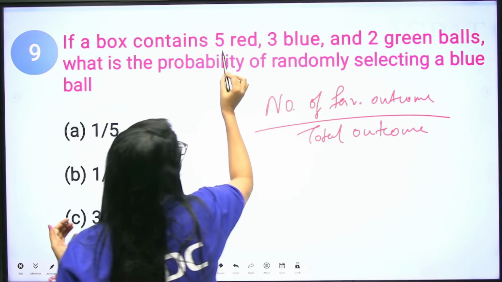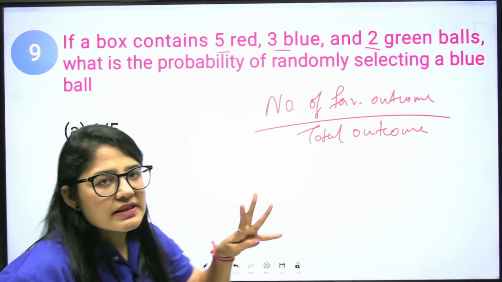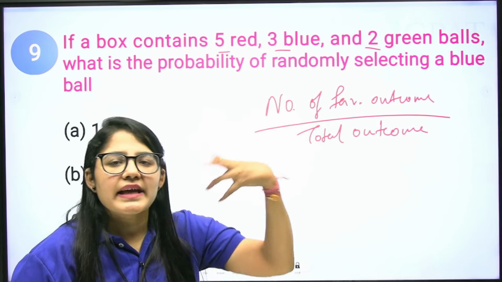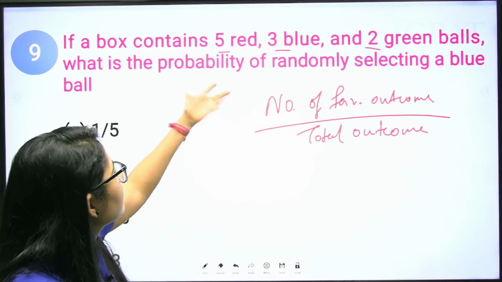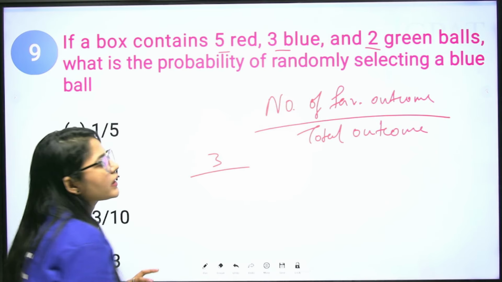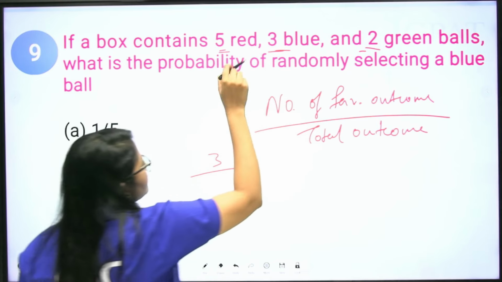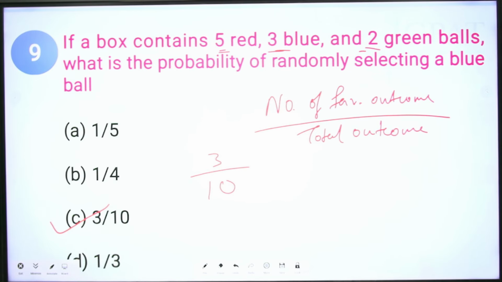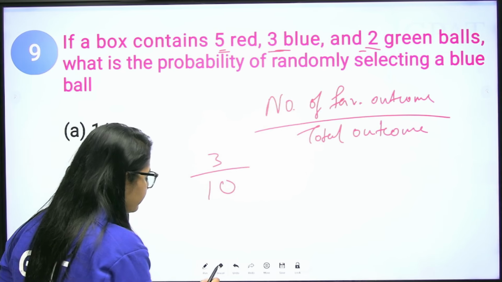So see, we have 5 red, 3 blue and 2 green. So we have 3 chances that if we put our hand in, we will get a blue ball. So the favorable outcomes are 3. And now what are the total outcomes? Just add it, 5, 3 and 2: 5, 6, 7, 8, 9, 10. So 3 by 10 is the probability of getting a blue ball. Clear? Okay.